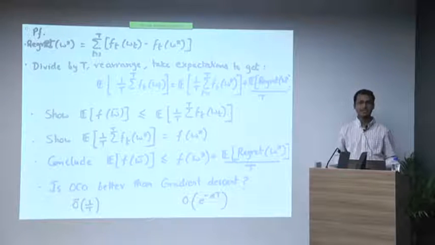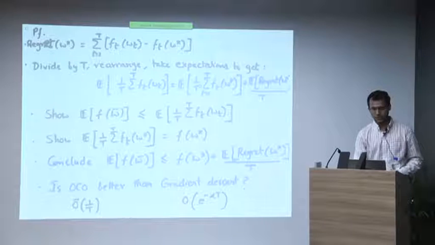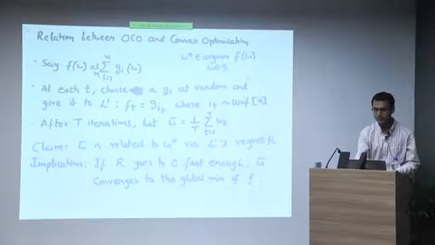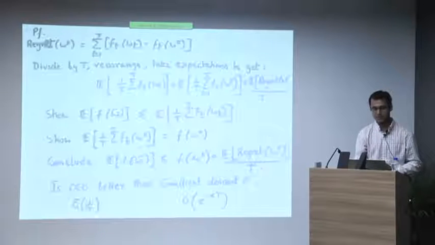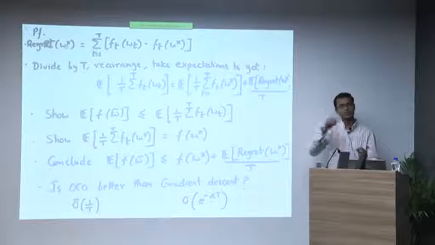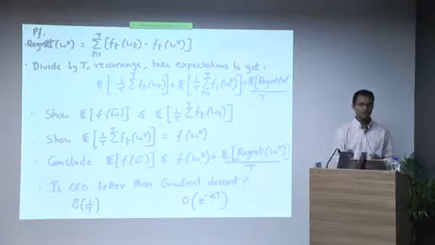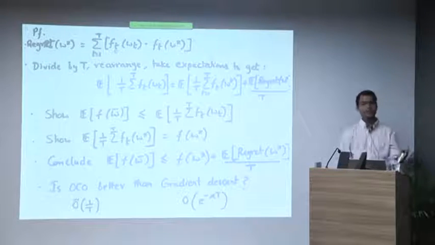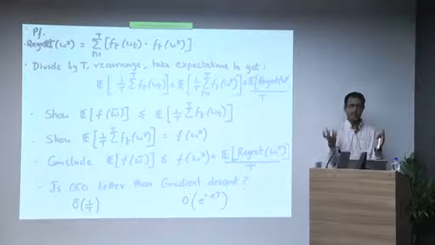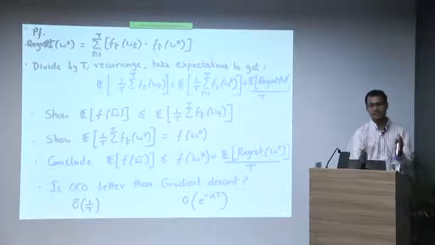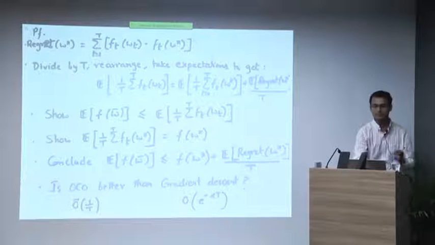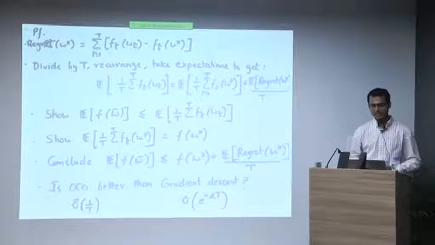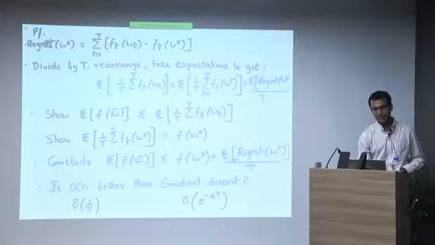So what is regret? As I said, the online convex optimization learner is playing in the same set S over which you are supposed to optimize your convex optimization problem. Let's define regret with respect to W star, which is the global minimizer. Regret is defined as the sum over T rounds of the function given by nature evaluated at the W_t you picked, minus the function given by nature at that expert, W star. That's just the definition of regret. Let's rearrange.